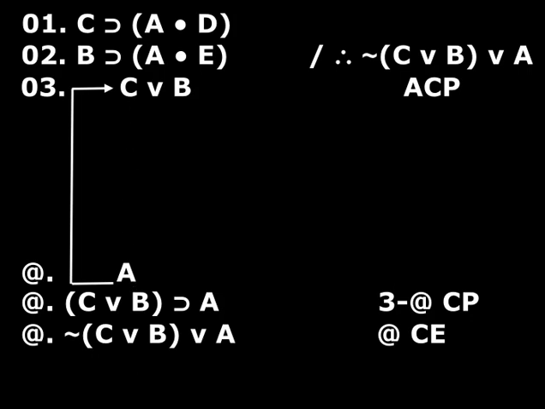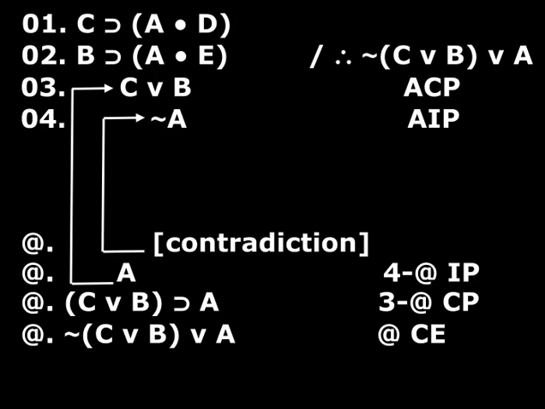Another way to do it would be to do a nested subproof. I'm trying to derive A. I can assume not A and derive a contradiction. So that would look like this. Nest a subproof inside here, assume the negation of A, derive a contradiction. That gives me A. Then I can close this subproof off, get C or B, then A, conditional exchange to get that. Now, all I need to do is get a contradiction. And that's going to be really, really easy.